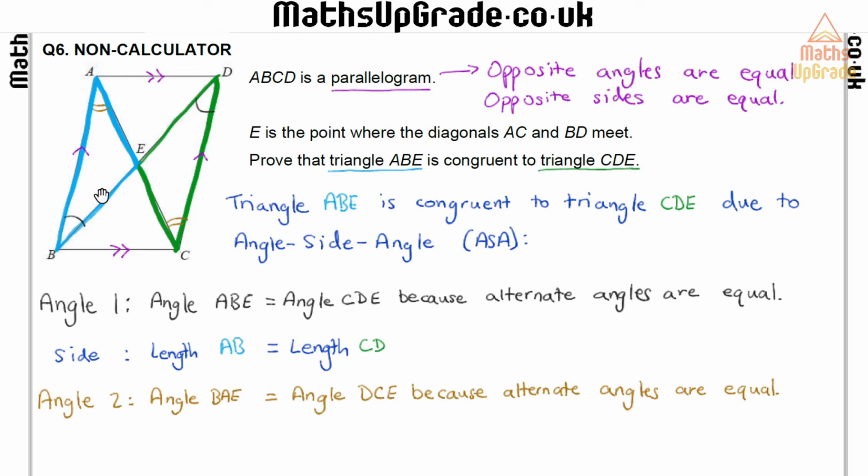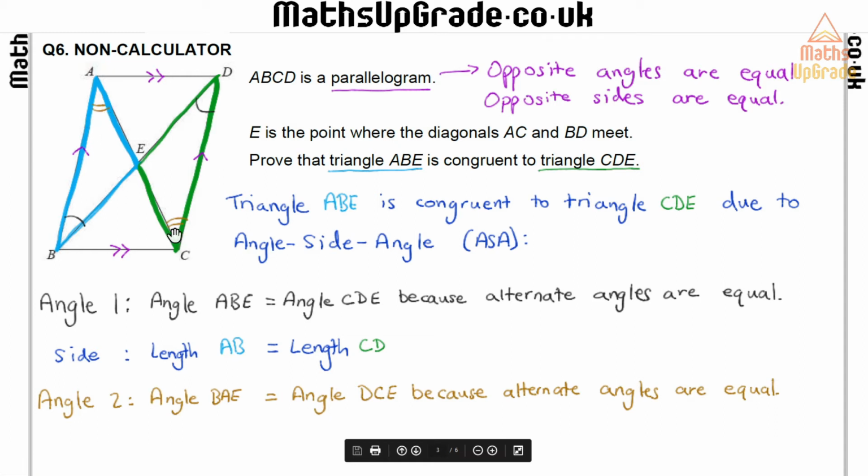Secondly, for these two triangles, I'm going to prove that they've got an equal side, and the equal side here is AB, which is equal to CD. Those two sides are equal because, as I mentioned earlier, opposite sides in a parallelogram are equal, so those two sides must be equal. Lastly, the second angle is going to be angle BAE.